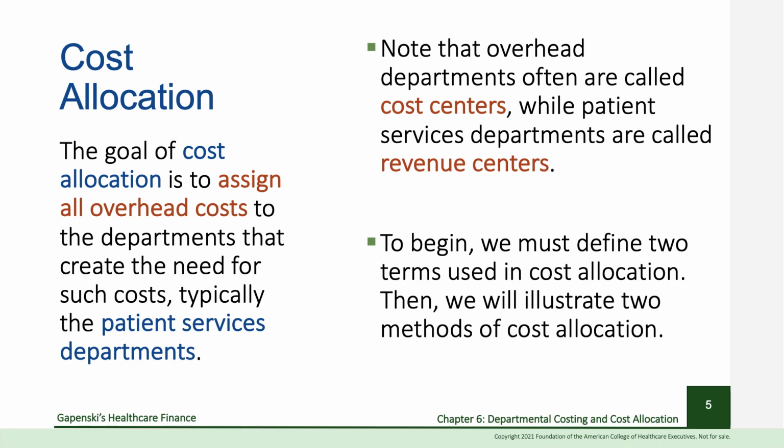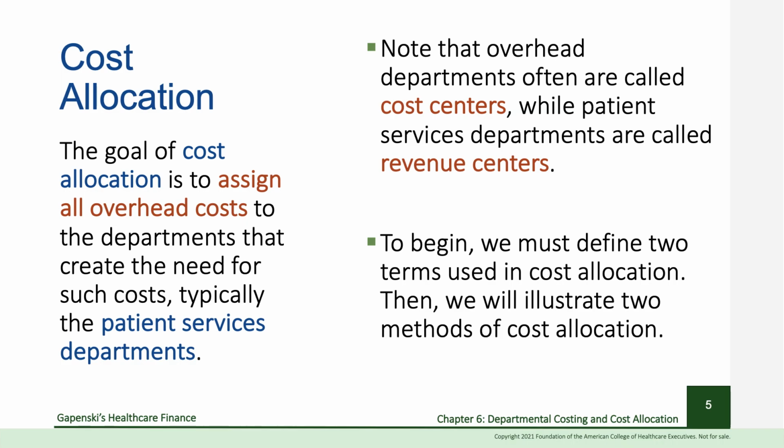So what happens is managers get promotion and compensation based on profitability. The cost allocation process should be fair if managers are held accountable for both direct and indirect costs of their departments. So the goal is to assign all of the cost of an organization to activities that cause them to be incurred. Health managers understand what services should be offered, how those services should be priced, and those are the learnings that you get from cost allocation. The goal of cost allocation is to assign all overhead costs to the department that create the need for such cost, for example, patient services departments.